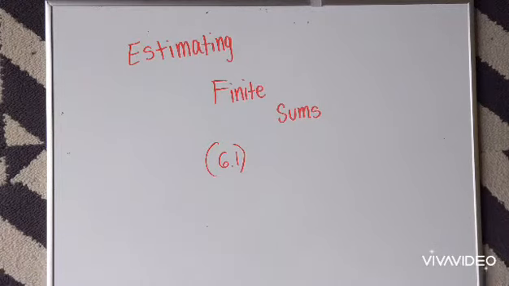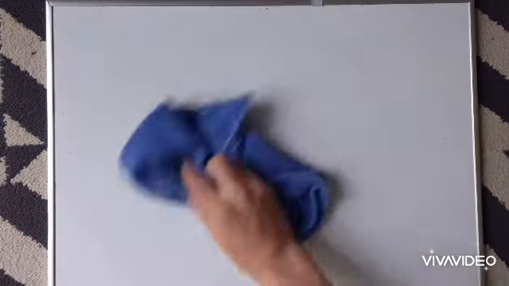Hey guys, so today we are going to be doing estimating finite sums. Basically, we are just trying to find or estimate an area under a curve, dealing with time and velocity. To start, we're going to do a graph that has a constant velocity, just to show the relationship and show how to find that area under the curve.